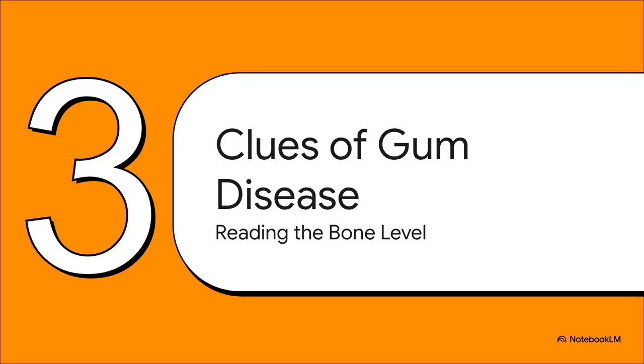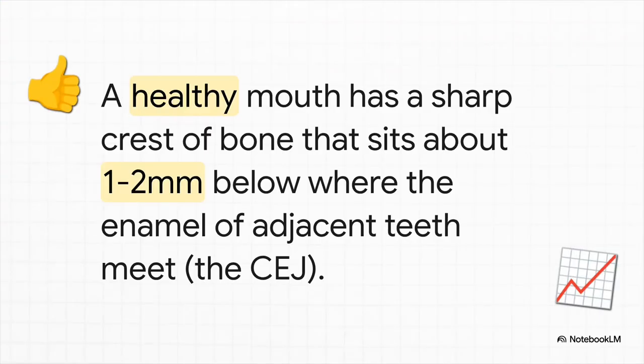Okay, we've mapped out the man-made stuff. Now let's put on our detective hats and look for clues of something a little more serious: periodontal disease. That's gum disease. And the key to this whole investigation? It's the bone that's holding your teeth in place. So this is what we're looking for as our healthy starting point.